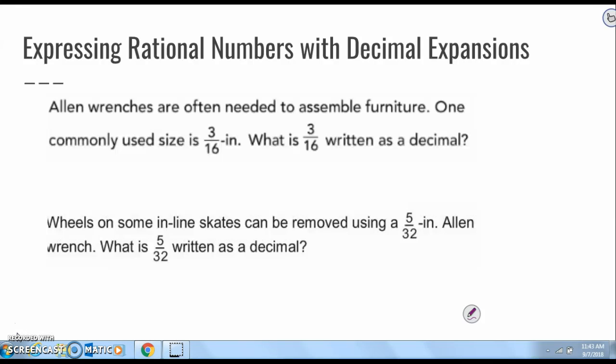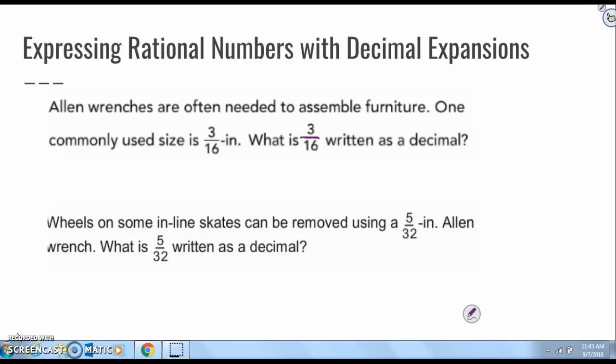Let's look at an example. Here we're going to express a rational number with decimal expansion. Allen wrenches are often needed to assemble furniture. One commonly used size is 3/16 of an inch. What is 3/16 written as a decimal?